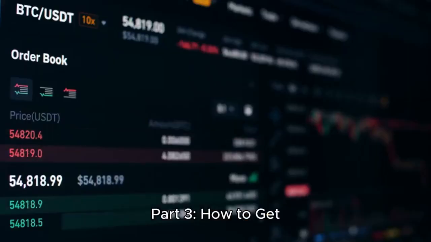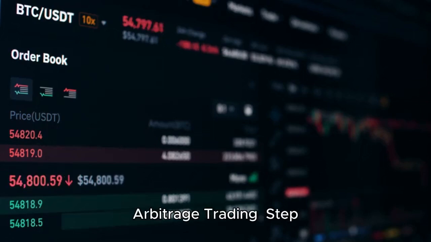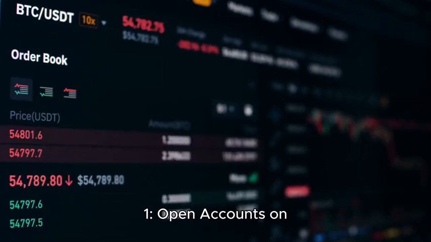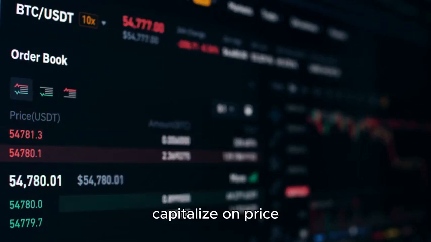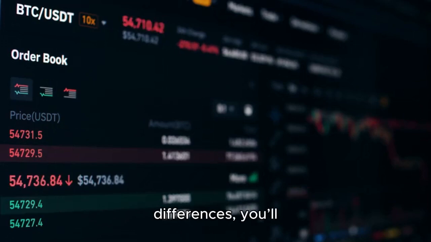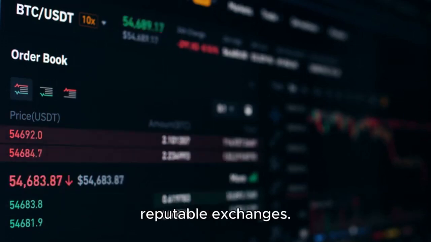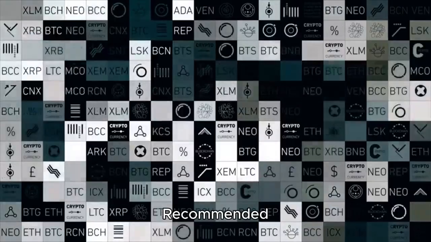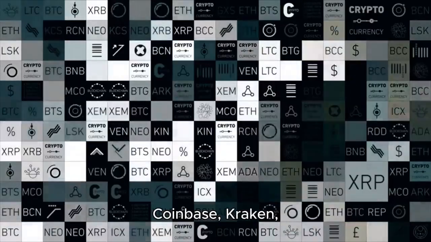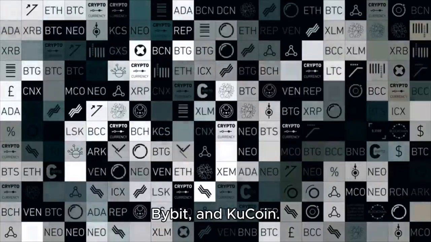Part 3. How to get started with crypto arbitrage trading. Step 1. Open accounts on multiple exchanges. To capitalize on price differences, you'll need accounts on at least 3 to 5 reputable exchanges. Recommended exchanges: Binance, Coinbase, Kraken, Bybit, and KuCoin.